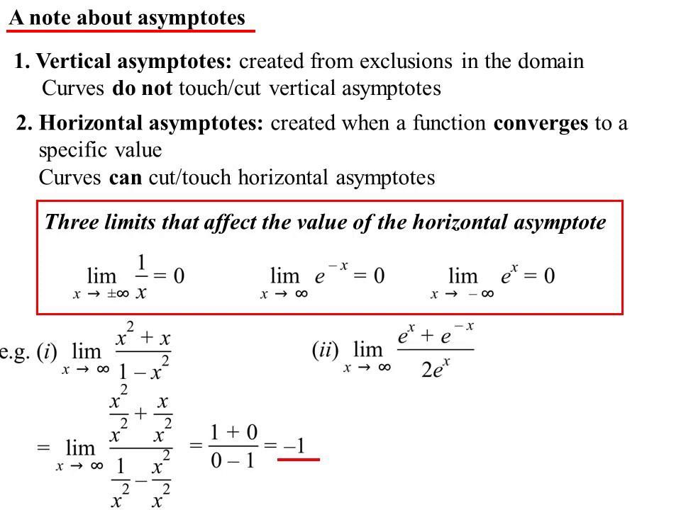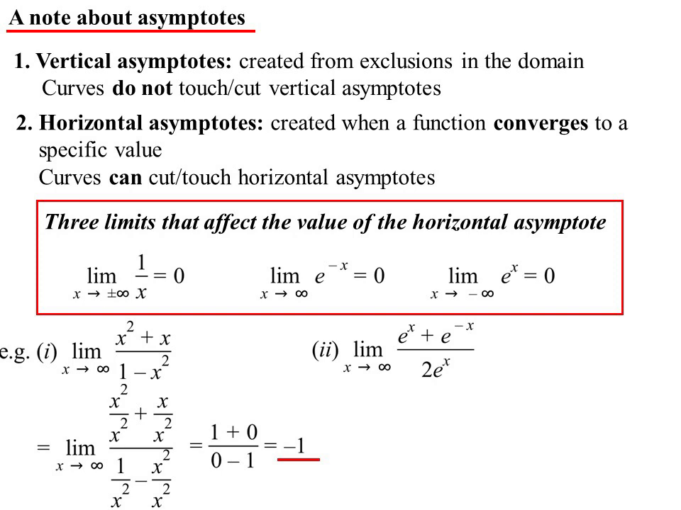Here's one with exponentials. Now, in order to use this limit, I need to get everything with either all positive indices or all negative indices. In this case, I've got a mixture. I've got an x and I've got a minus x. Which one do I convert it to? Well, x is approaching positive infinity, so I want to use this second limit here, e to the negative x. I want to convert them all to negative indices.